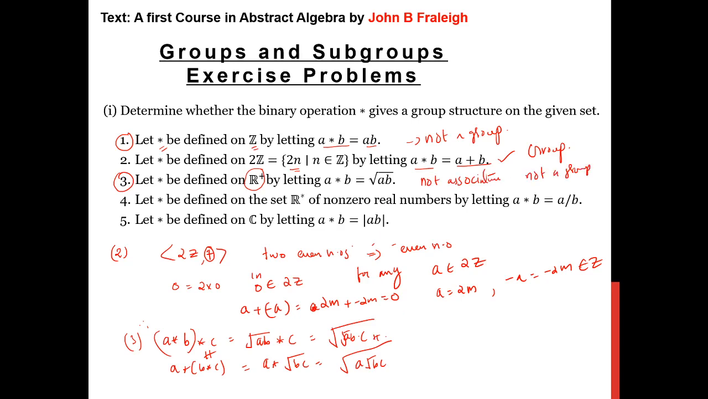And in the fourth set, the set of all non-zero real numbers, the binary operation is division. Division is also not associative, therefore it is not a group. This is also not a group.